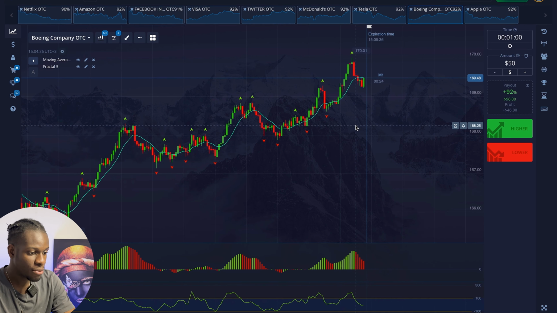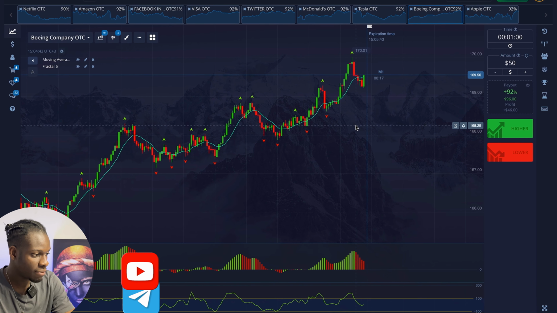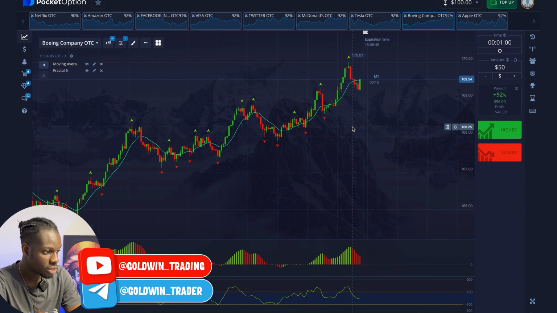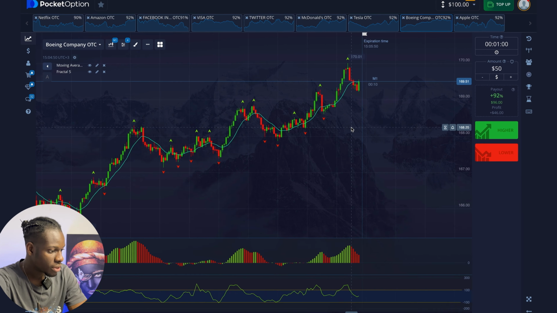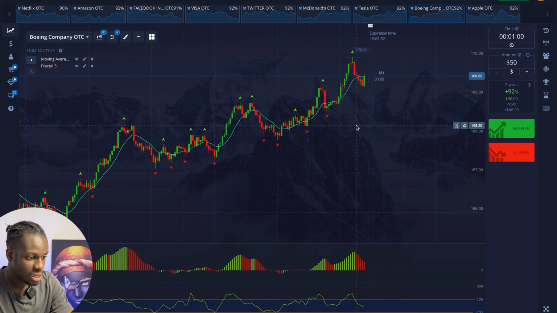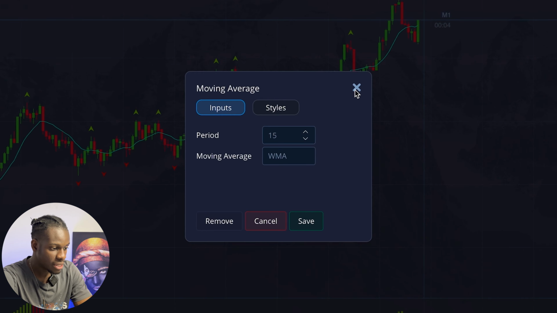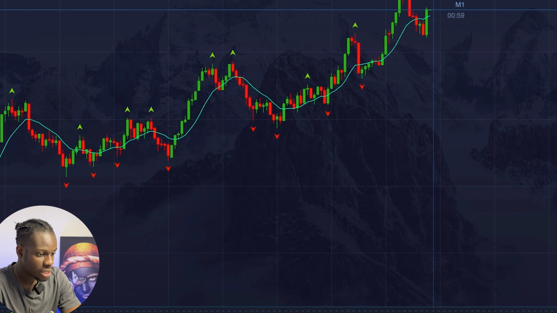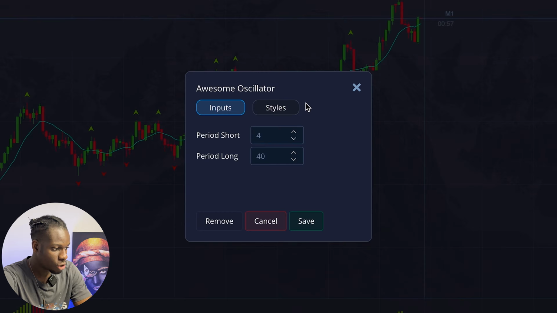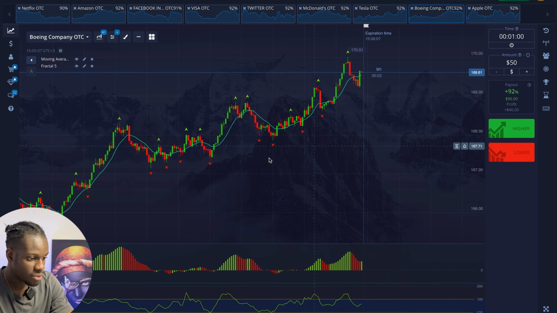So guys, today I'm going to be trading company shares. As you can see above, I've already selected a few of them. These are the ones I found to have the best chart patterns and also payout percentages. For the indicators today, I'm going to be using my weighted moving average with a period of 15, fractal with a period of 5, an awesome oscillator with a short period of 4 and a long period of 40, and lastly, my CCI oscillator set to 15.